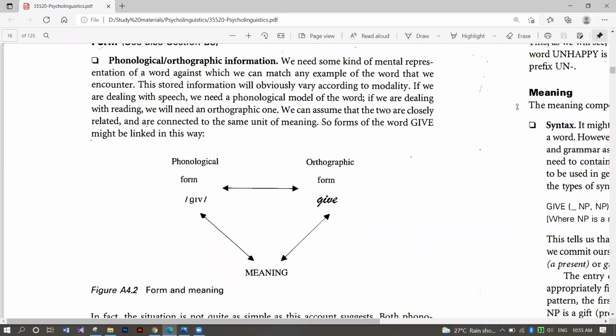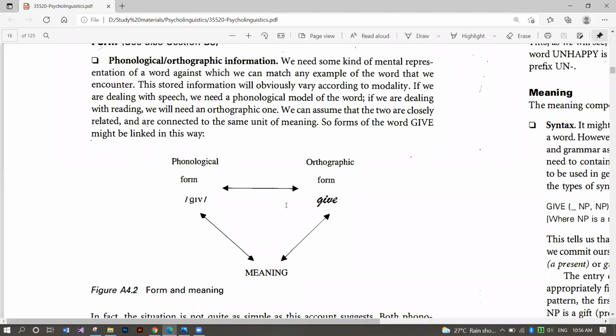Although both these stimuli target the same thing, that is the same meaning, which is lying somewhere there in our mind, right? Where there is this mental representation of that word, where it is linked with that mental representation of that word. It can be in phonological form, it can be in orthographic form, which is linked, and both of them are linked with meaning.